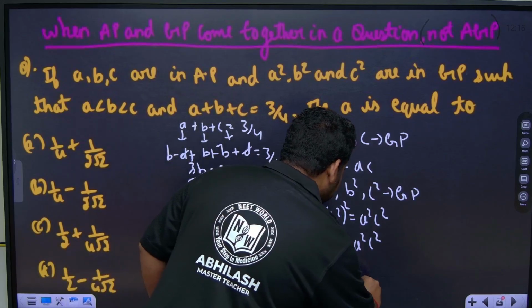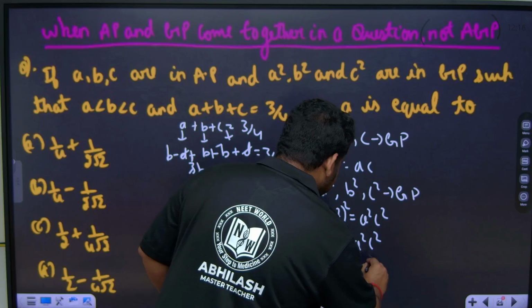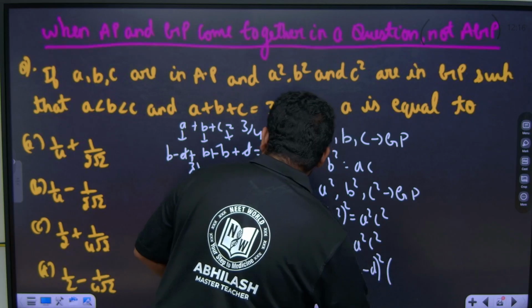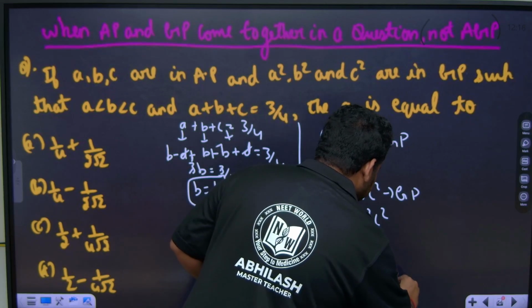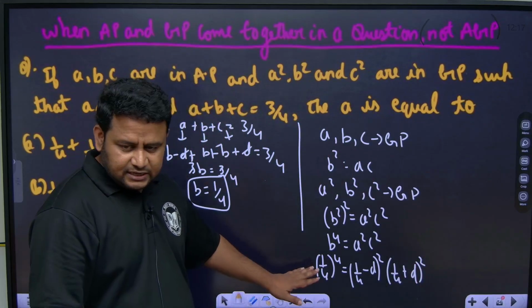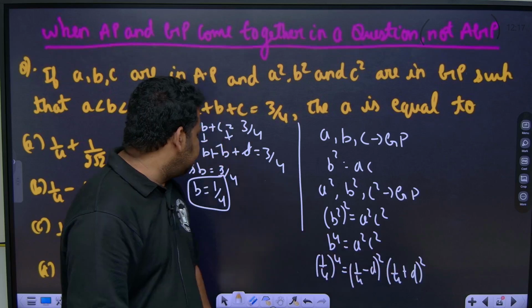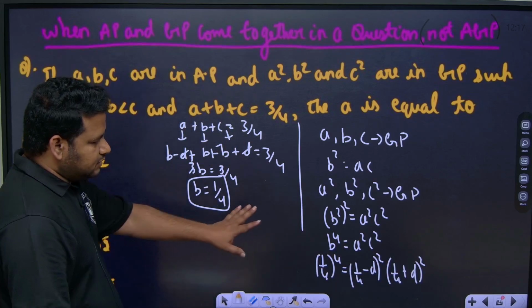1 by 4 minus D whole square. Correct? Yes. And this is what? 1 by 4 plus D whole square. Clear? Till here, is it clear? 1 by 4 minus D whole square, 1 by 4 plus D whole square. Now, till here we have done.